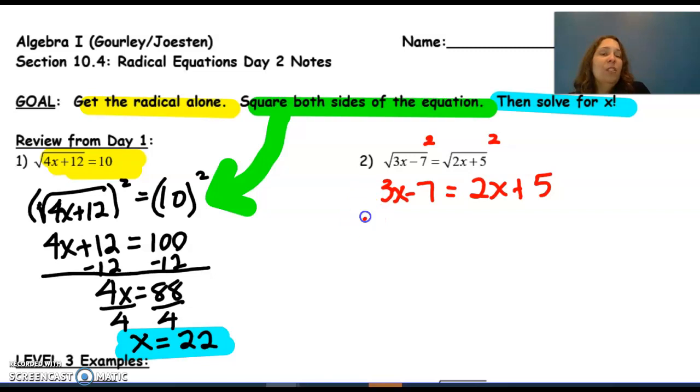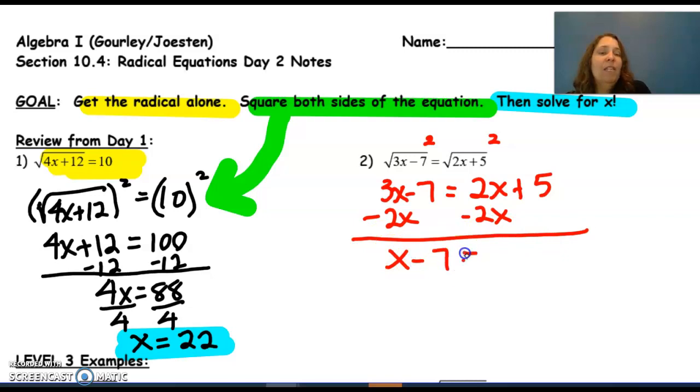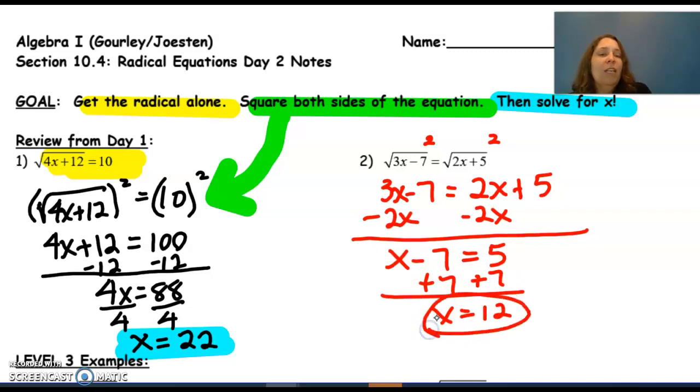Now we have x's on 2 sides of the equation, so I'm going to move the smaller term over to the left, and that gives us x minus 7 equals 5. Add 7 to both sides, and we have x equals 12. And once again, as a little way of double checking our work, you can go back and plug in 12 in place of x and see what happens.